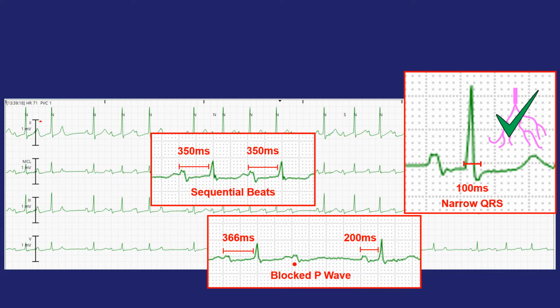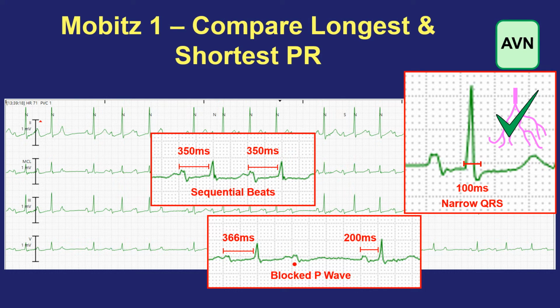So when you put all these pieces together in this less common version of second-degree block, it is also Mobitz 1. And the key here, again, is to compare the longest and the shortest PR intervals to show that, in fact, it is changing. And the way to do that is to find the blocked P wave and look for the PR immediately before and immediately after and compare the two. Again, this is Mobitz 1 block at the level of the AV node, not an emergency.